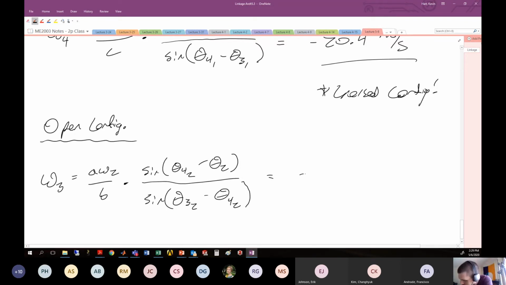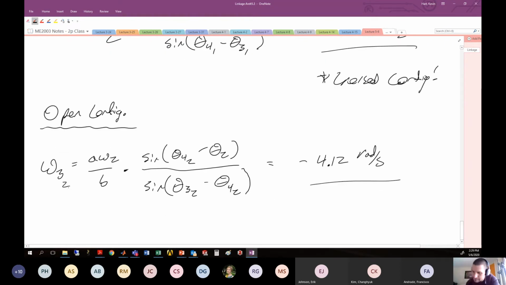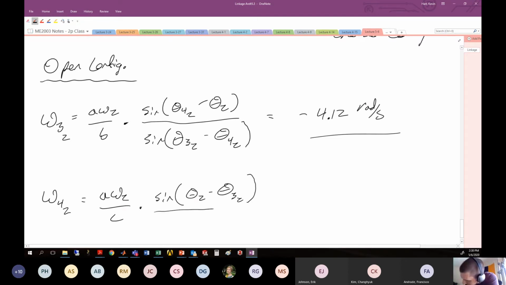Plug in here, negative 4.12 radians per second. And then our angular velocity of link number 4 in the open configuration, so we'll use the subscript 2 here, is going to be A omega 2 on C times sine of theta 2 minus theta 3,2, all on sine of theta 4,2 minus theta 3,2.